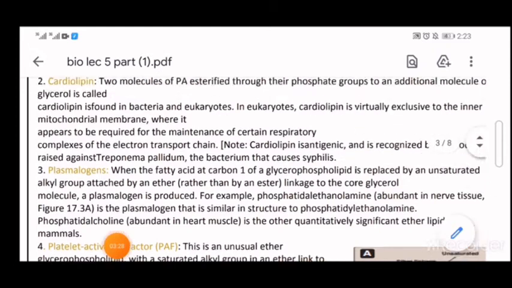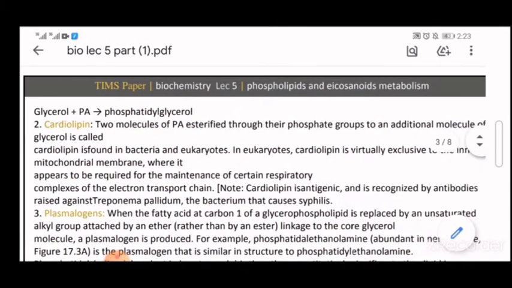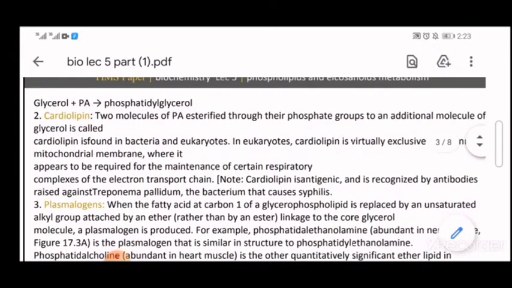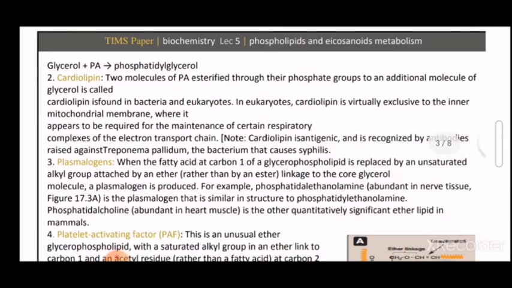Are they important to us? Of course, they are found in human cells and bacterial cells. In our cells, they are found exclusively inside the inner mitochondrial membranes, and they are important for the electron transport chain, which is important for respiration, so that we can generate ATP.